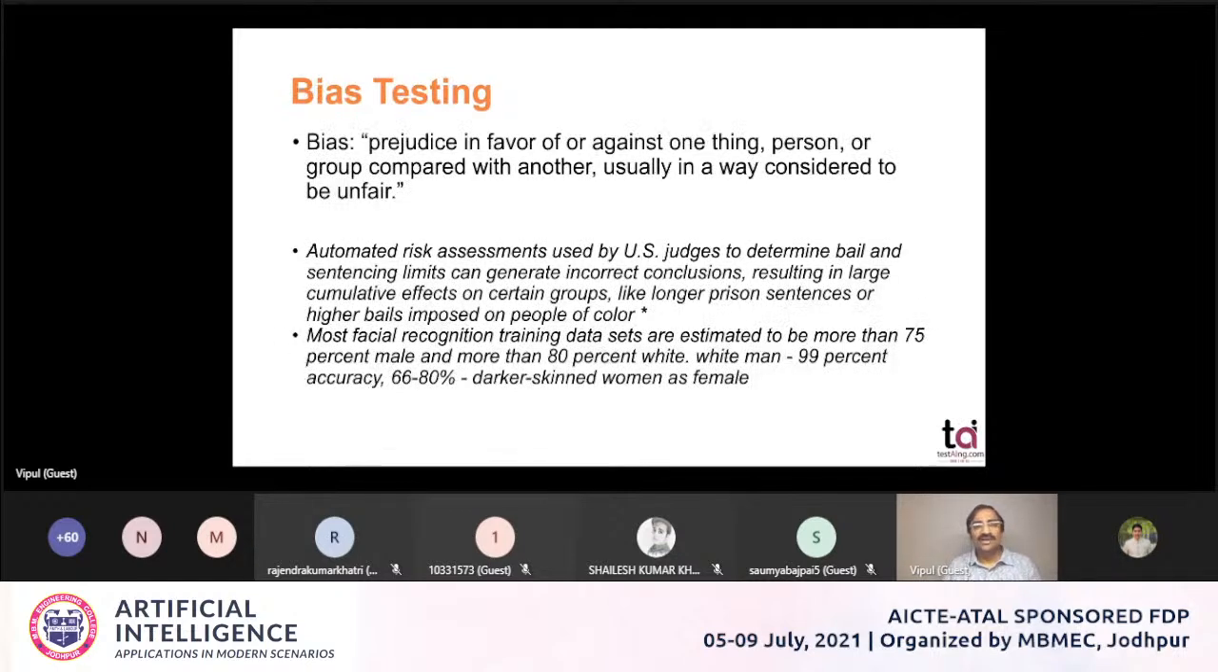Okay? Then comes the part of bias testing, which can be done at 2 or 3 different levels. First, just at the data level. Second, at the model level, once you have created the model. Third, at the final system level on live data, if you can. So what is bias? A pretty standard term that most ML people would know, but I would still like to arrive at consensus. Prejudice in favor of or against something. Now, both are important, in favor or against, right? As compared to other, generally considered in an unfair way.